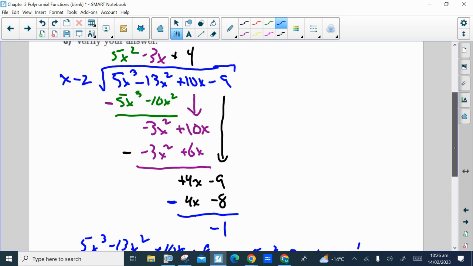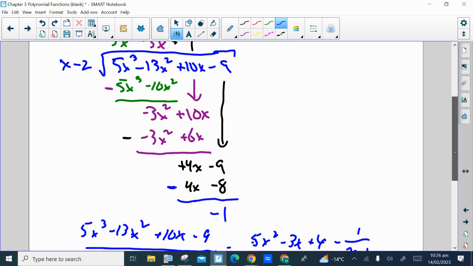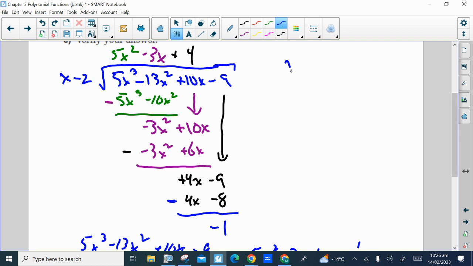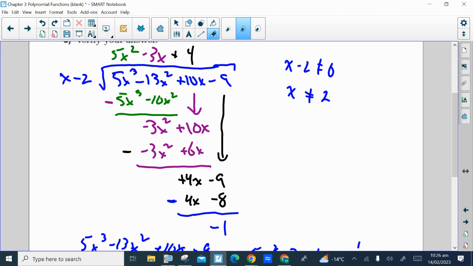Before we do our check, let's state our non-permissible value. Because we're dividing by x minus 2, x minus 2 cannot equal 0 because we cannot divide by 0. So therefore, x cannot equal 2. So there's our restriction on the variable x. Because the denominator, when you're dividing by x minus 2, that's your denominator, it cannot equal 0.